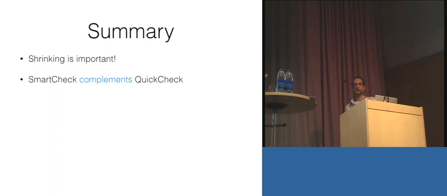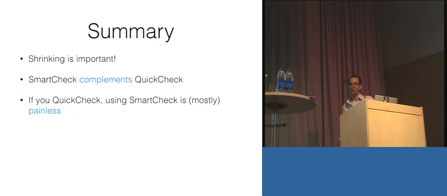And the tool that we have, it complements QuickCheck. It's not a replacement. So these are alternative search strategies, I think ideally you could run them. You could choose the search strategy for trying to find smaller counterexamples. Using SmartCheck should be fairly painless if you use QuickCheck. We use GHC Generics, so you should be able to just derive the instances yourself.